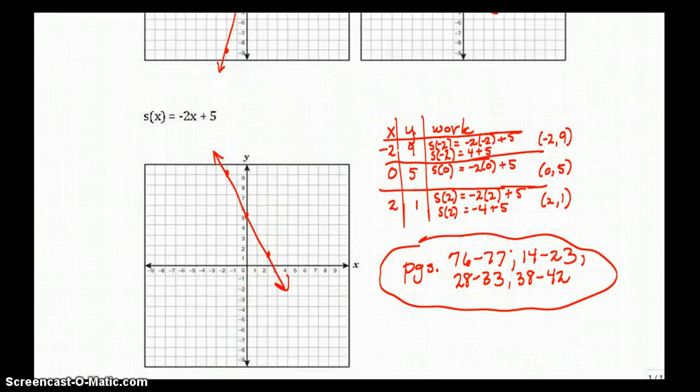Okay, again, you can see that this line is a linear function because it's forming a line. And your ordered pairs are -2, 9, 0, 5, and 2, 1. If you use the domain values of -2, 0, and 2, you get the range values of 9, 5, and 1. Your assignment is page 76 to 77, 14 through 23, 28 through 33, and 38 through 42.